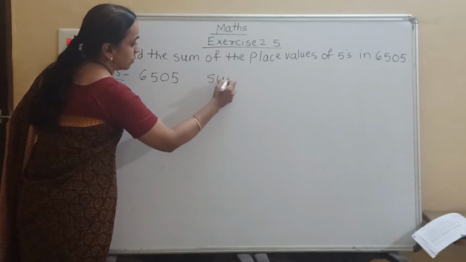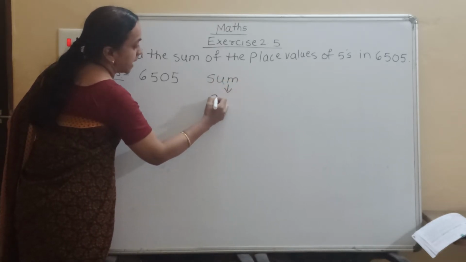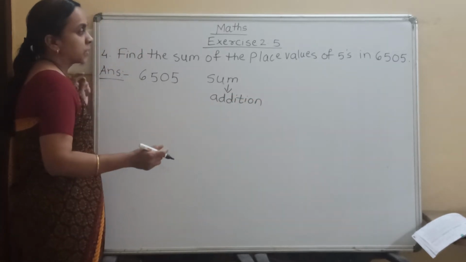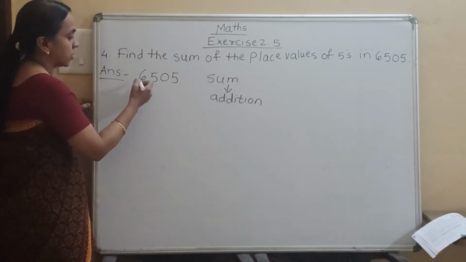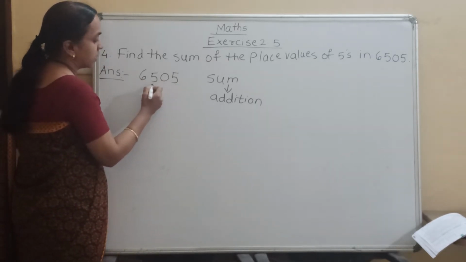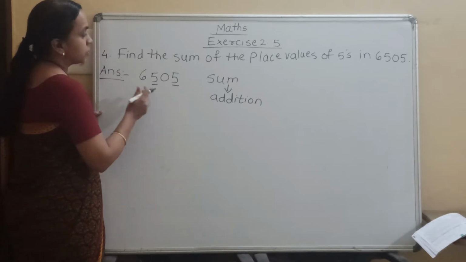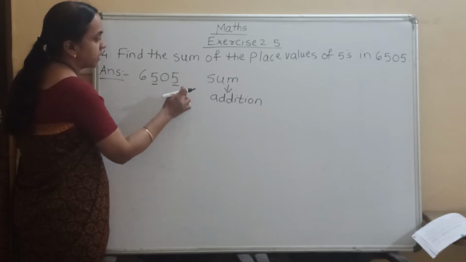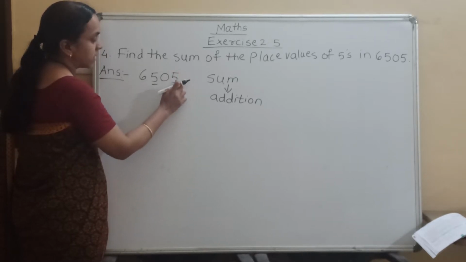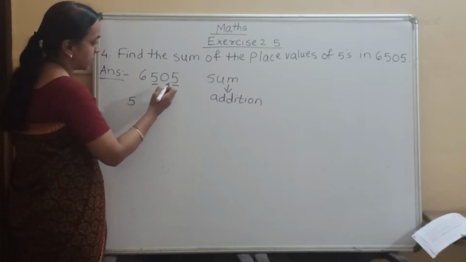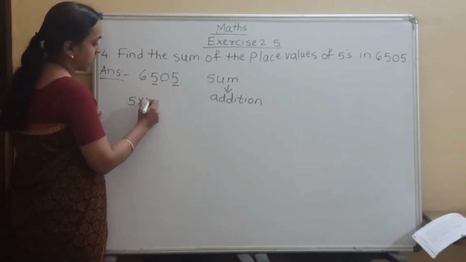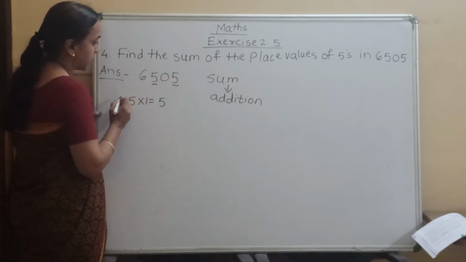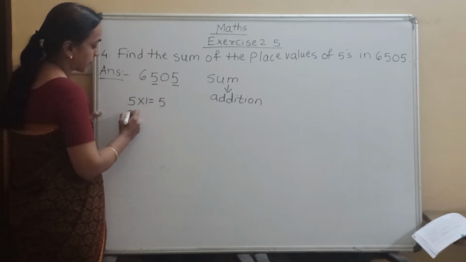Sum means what? You just remember, sum means addition. So we have to do addition of what? Of the place values of 5s. So in this number, how many 5s are there? 1, 2. Okay. So first we have to find out their place value. So place value of this 5, we will write: 5 multiplied by 1 equals 5 ones, which is 5.